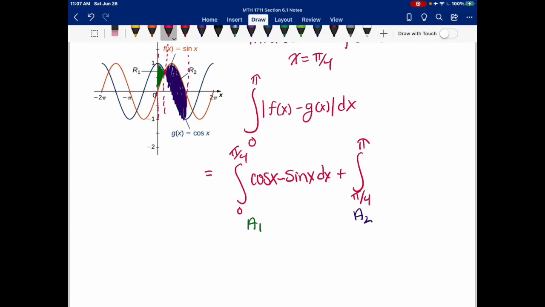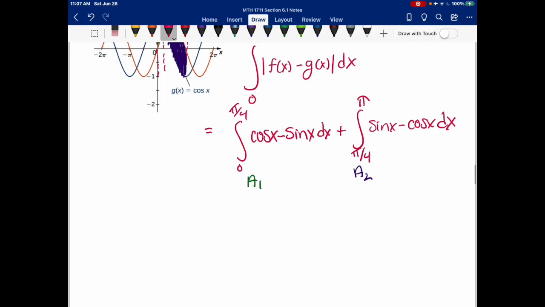plus, and then I'm going to find the rest of the interval from pi over 4 to pi. That's the purple area, area 2. On that interval, sine of x is above cosine of x. So I'm going to write sine of x first minus cosine of x dx.